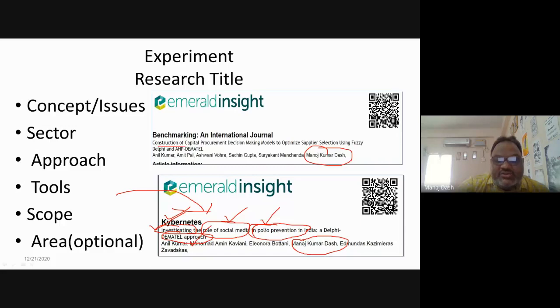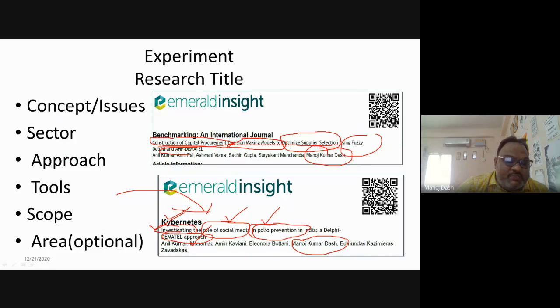Similarly, take this case: construction of capital procurement decision making model to optimize supplier selection, Fuzzy Delphi and AHP. These are the tools, and decision making model is our concept. Optimized supplier selection is our scope, and the approach is construction of capital procurement. So for each good title, these things should be there.